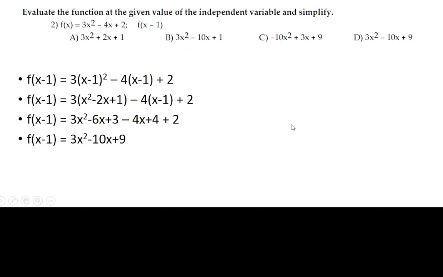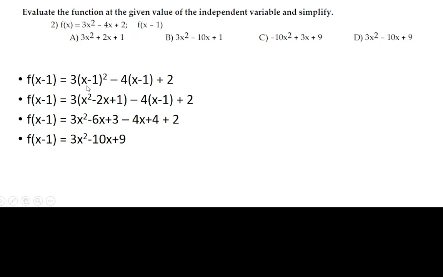Number two, evaluate the function at the given value of the independent variable and simplify. We're given the function f of x equals 3x squared minus 4x plus 2. We want to find f of x minus 1. That means we plug x minus 1 in for every instance of x. So instead of 3x squared, we have 3 times x minus 1 squared. Instead of minus 4x, we have minus 4 times x minus 1. Then we have our plus 2.